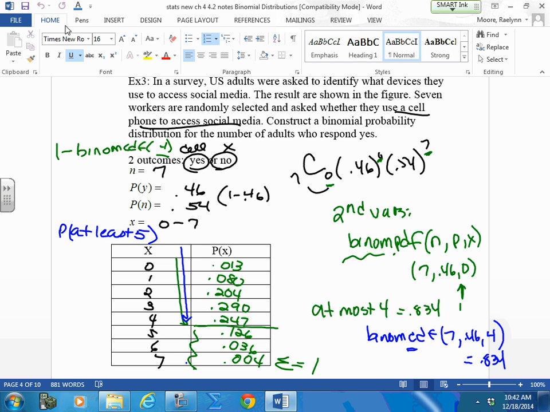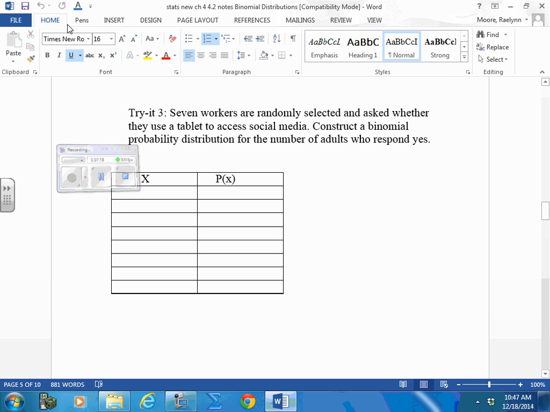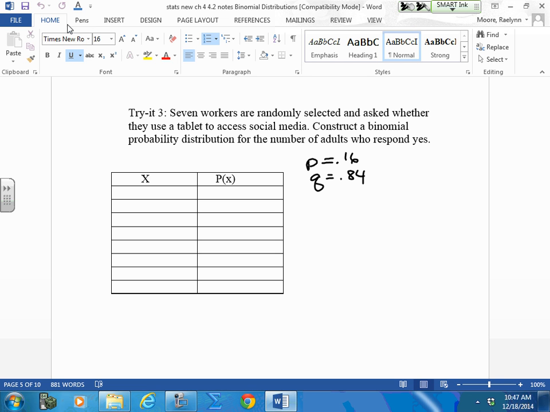Okay, what I want you guys to do is try it yourself, number 3. So we know this is binomial. The probability of success we said was 16. And a 7. Everybody was able to do this without a problem? Anybody struggling? No? This is nice.